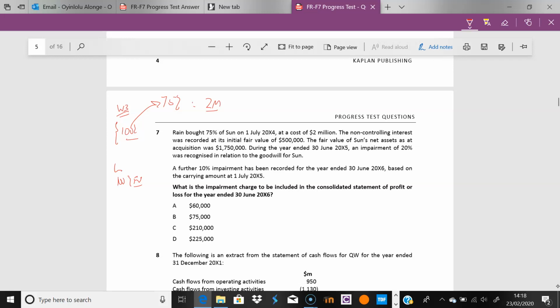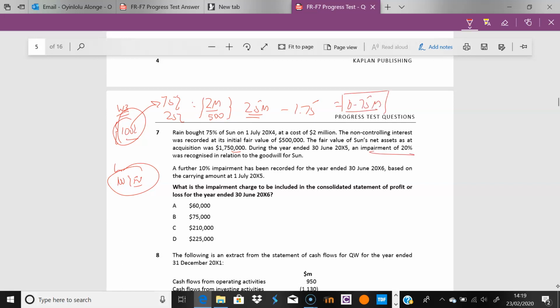And then it says the non-controlling interest was recorded at the initial fair value of 500,000. So that's the 25%. So in effect, you have 2.5 million, right? Then it says the fair value of the actual thing you're paying for. Assume 100% control because you are controlling it. This 25% comes under your equity anyway because you control it. Fair value was 1.75, so that's the fair value of Sun's assets, right? Which gives you goodwill at the start of 0.75 million. So that's the goodwill at the start.